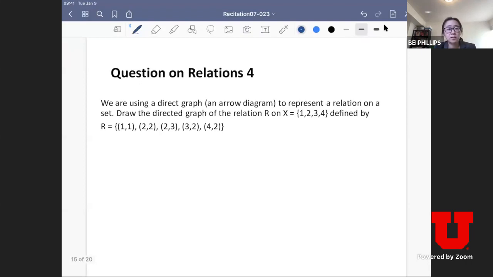Next one is, again, going back to the arrow diagram. Sometimes we also call it a directed graph. We want to represent a relation on a set. The set has, in this case, 4 elements. So element 1, element 2, element 3, and element 4. And now what I would like you to do is to use the arrow diagram to show the relation R on the set X. Okay, you have 15 seconds to do this.